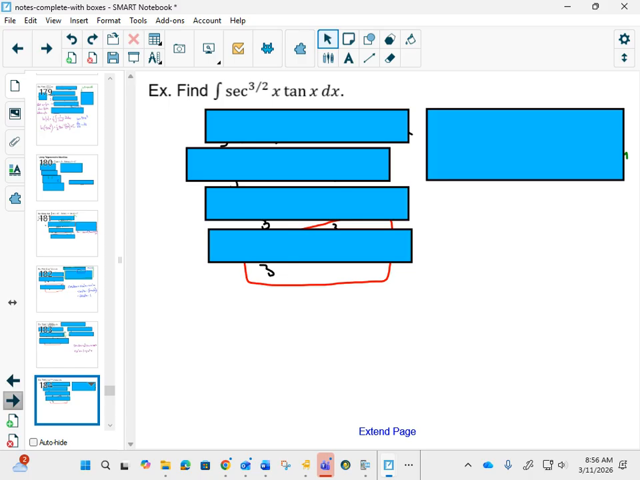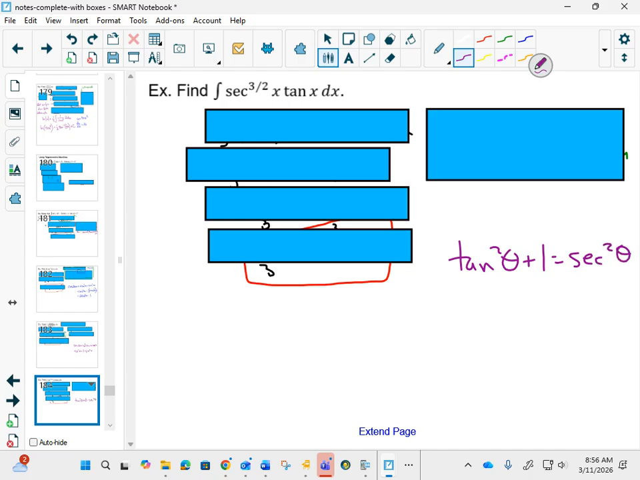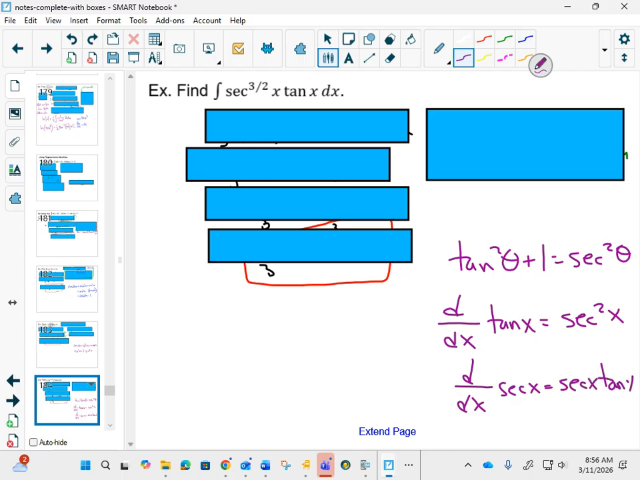But I start writing down things that I know. So what do I know? Identity-wise, I've got tan squared theta plus 1 equals secant squared theta. Okay? Derivative-wise, the derivative of tangent is secant squared. The derivative of secant is, okay.